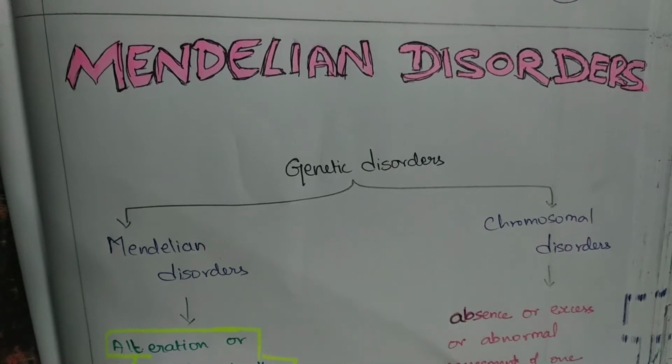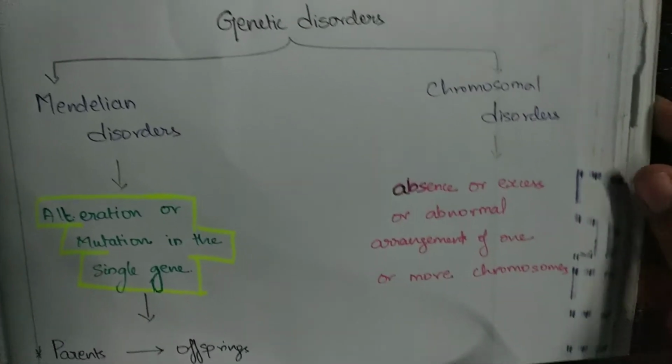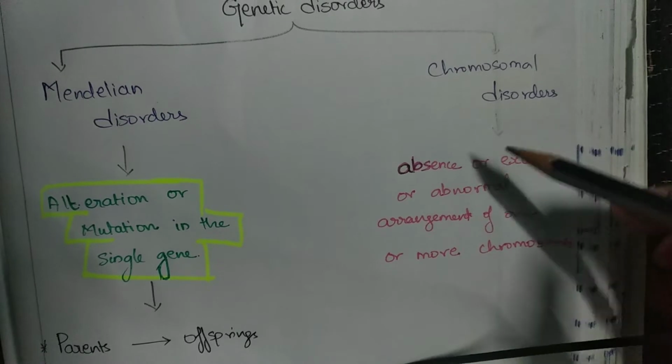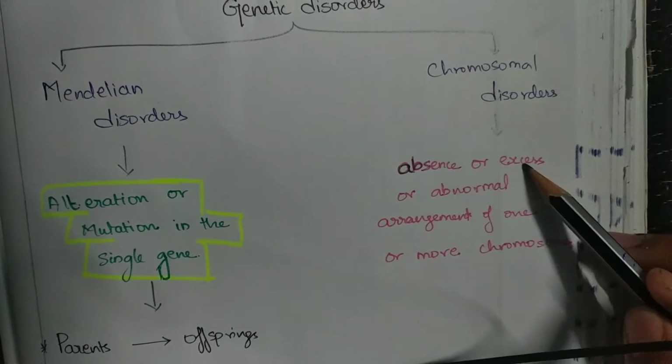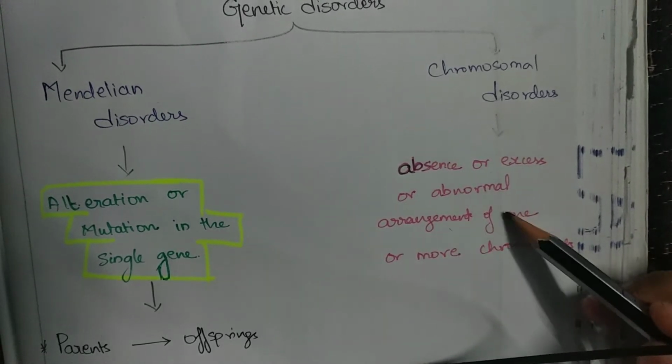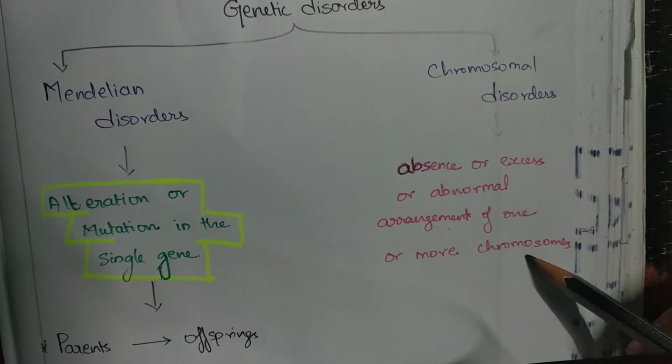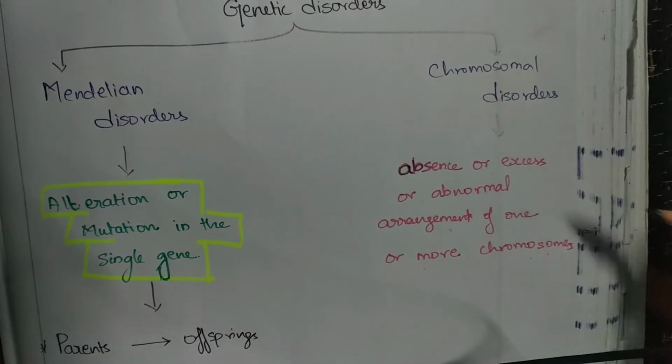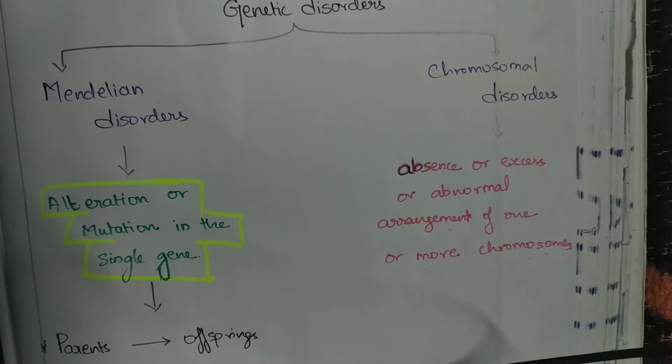Mendelian disorders. Genetic disorders can be broadly classified into Mendelian disorders and chromosomal disorders. Chromosomal disorders are the absence, excess, or abnormal arrangement of one or more chromosomes. We will study about this in the upcoming videos.